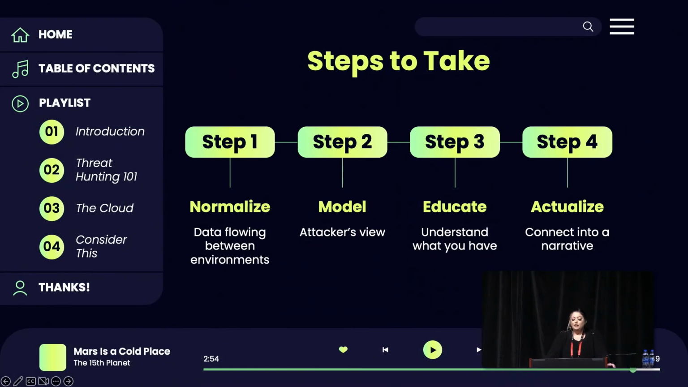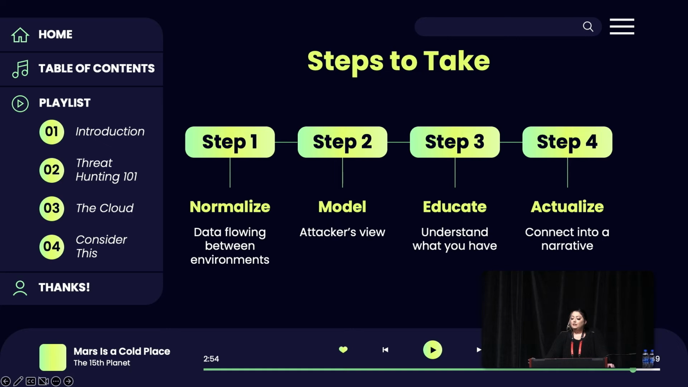All right, so steps to take when you are trying to wrangle your multi-cloud environments. First of all, you want to normalize that data and information that flows between the multiple environments, including cloud service providers and any on-prem environments you have. Try and find a way to standardize that data as much as possible. You also want to understand the events that happen across environments. Sometimes they can look different, but they're actually the same type of event.